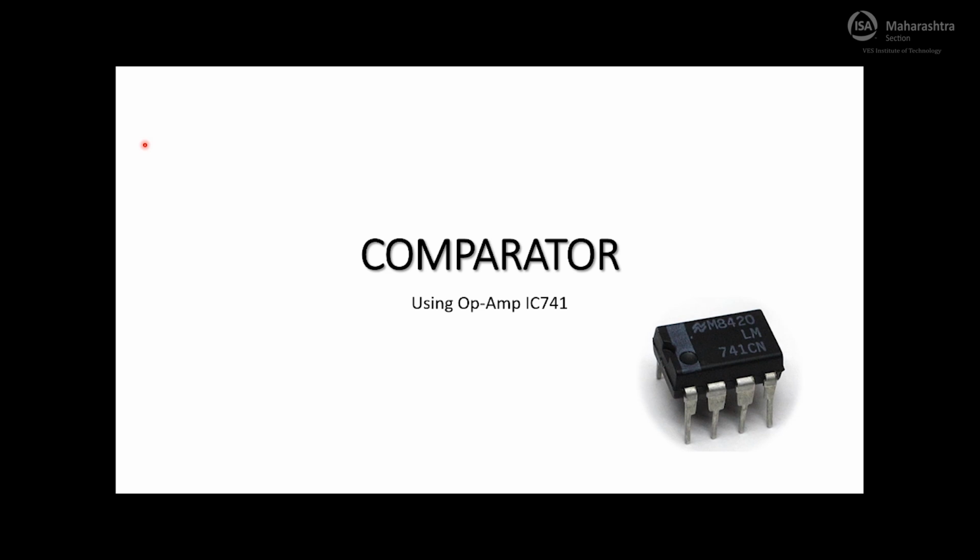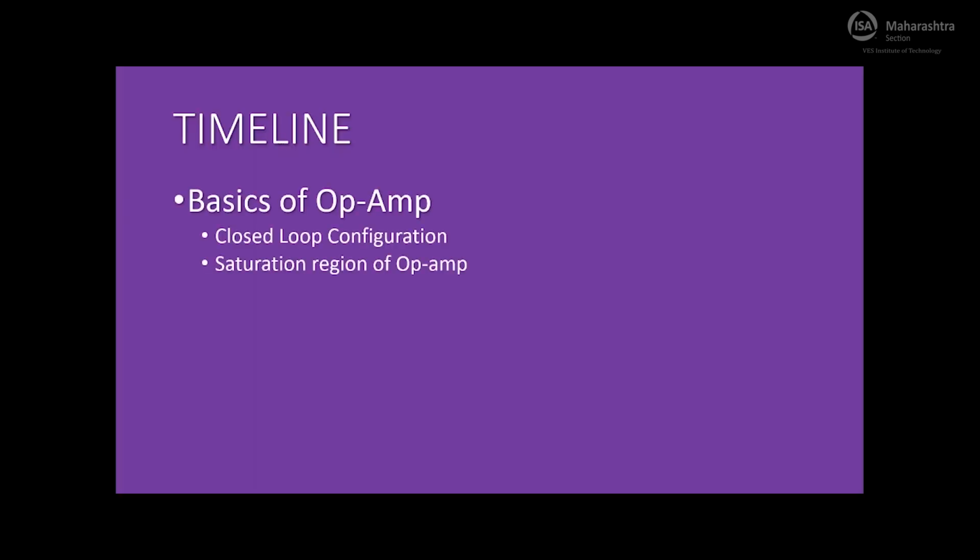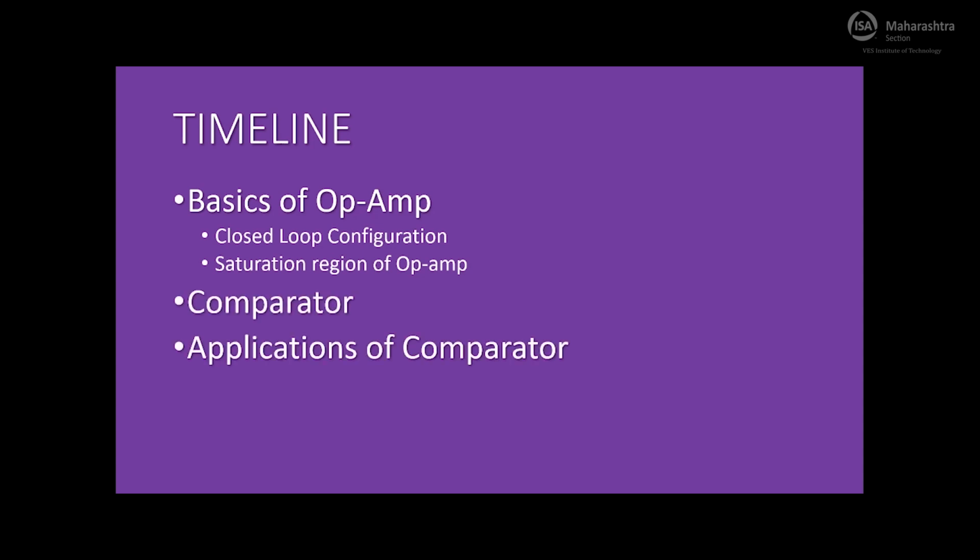Hello everyone. In this tutorial we are going to learn about comparator using OPAmp IC741. So what is a comparator? A comparator basically compares two voltages or currents and indicates which one is the larger one. In this tutorial we will first learn some basics of OPAmp and then we will see our topic comparator, and at last we will see applications of comparator. You can jump to any topic following the timeline.